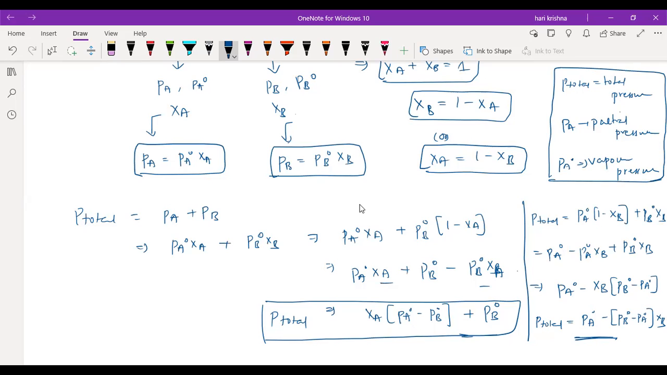So this is the derivation part for Raoult's law. Of all the things you have derived, you have to remember compulsorily: PA equal to PA naught XA or PB equal to PB naught XB, and the last two formulas. P total equal to XA into (PA naught minus PB naught) plus PB naught, or, in terms of XB, P total equal to PA naught plus (PB naught minus PA naught) into XB. Please note down these two formulas first.